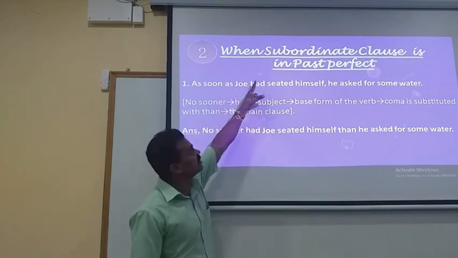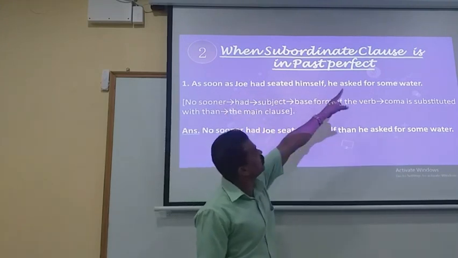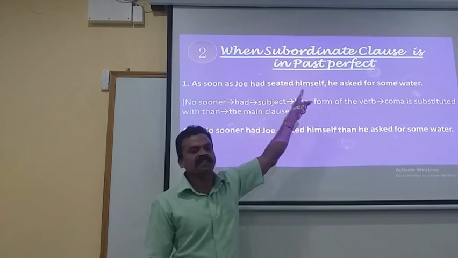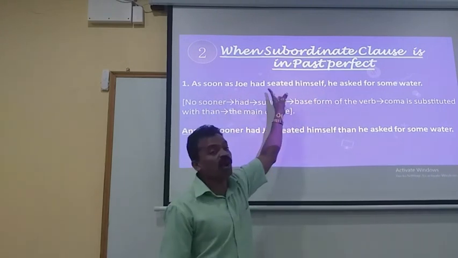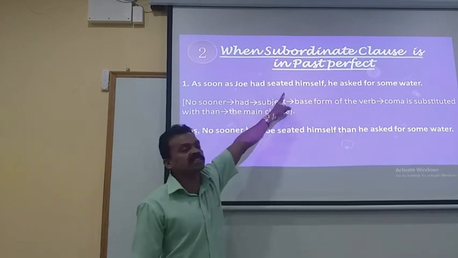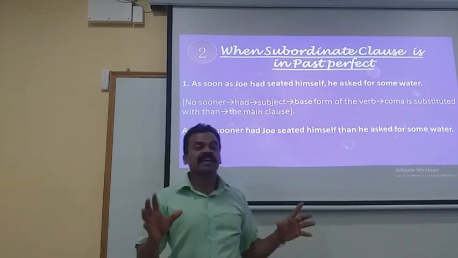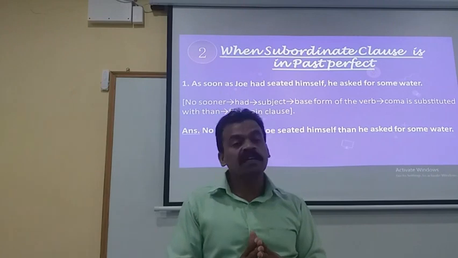That is what the heading is given here: when the subordinate clause is in past perfect. Here, the tense of the subordinate clause, that is, as soon as Joe had seated himself, is had plus the third form of the verb. So this very clearly indicates the given statement is in the past perfect.